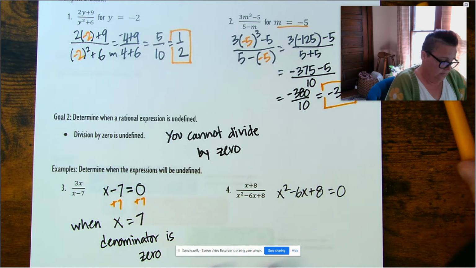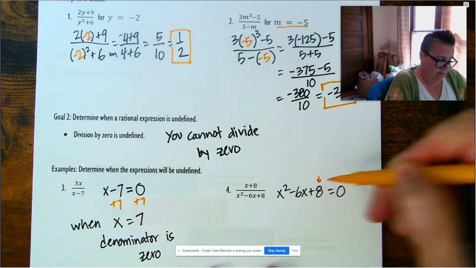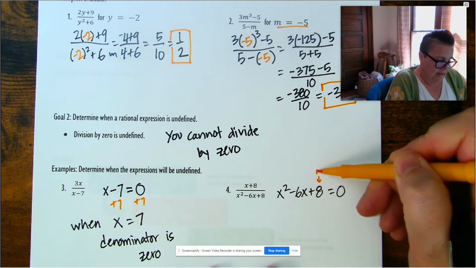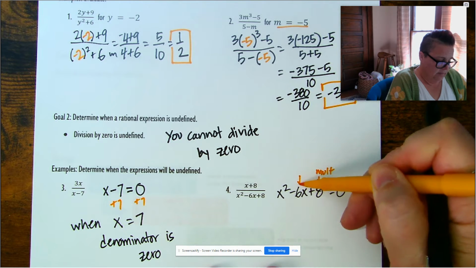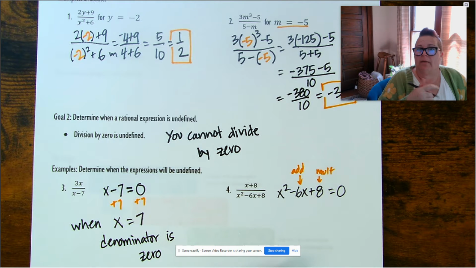So let's review. I need 2 numbers that multiply to give me a positive 8, but add to give me a negative 6. We can do this particular problem 2 ways. I'm going to go ahead and do the factoring by grouping first, but if you can do it using the mental math, that's all right. It's actually to your advantage here.